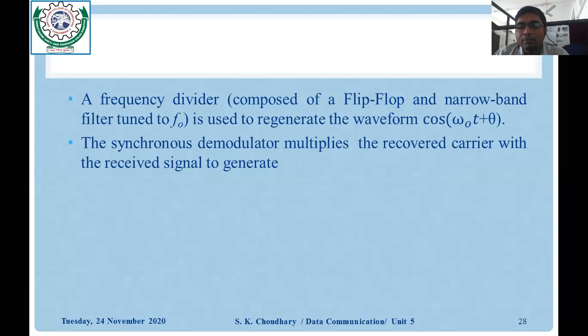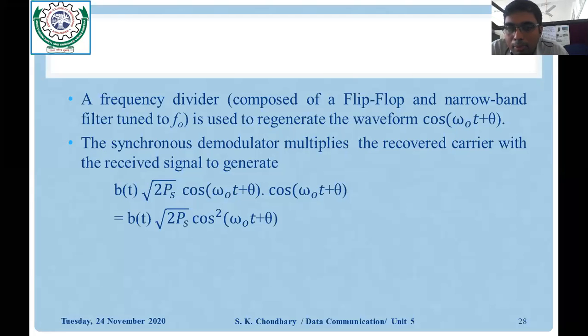After that band pass filter, there is a frequency divider circuit that is composed of a flip-flop and narrow band tuned filter tuned at the frequency of f naught, is used to regenerate the waveform cos omega naught t plus theta. So the synchronous demodulator multiplies the recovered carrier with received signal to generate Bt square root of twice of Ps cos omega naught t plus theta into cos omega naught t plus theta.